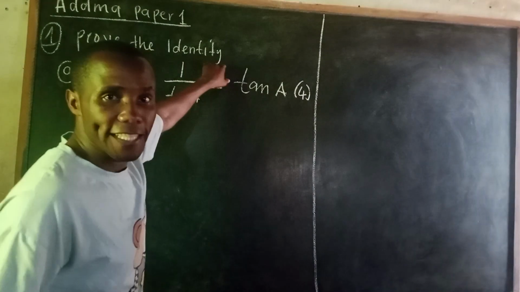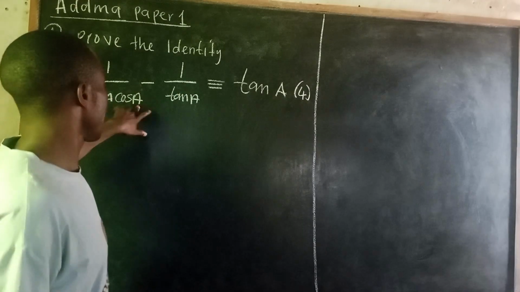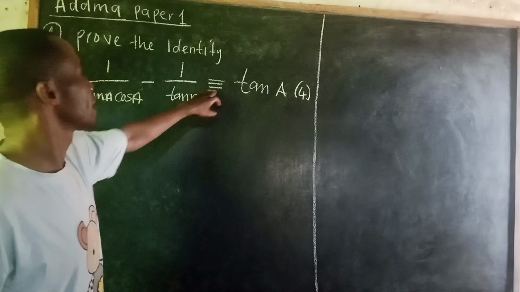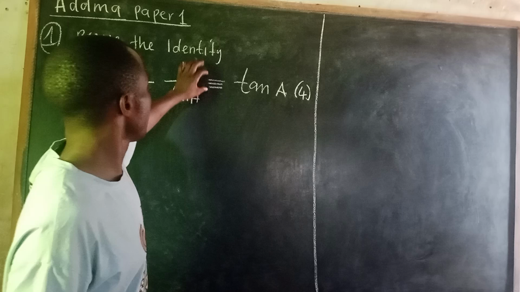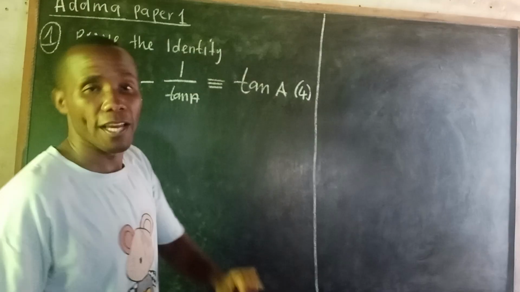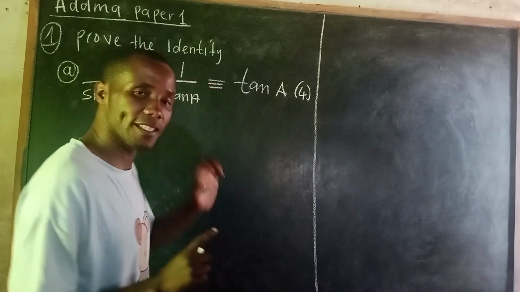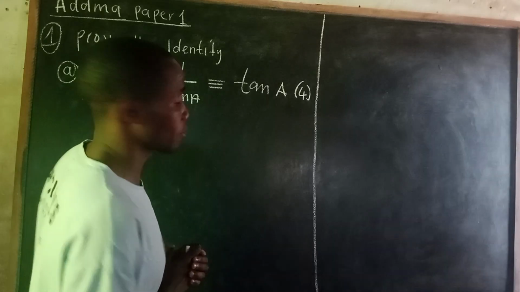Prove the identity 1 over sine A cos A minus 1 over tan A is equivalent to tan A. When you see the 3 lines there, it simply means equivalent. When we have 2 lines there, it means equals. So quickly let us see how we are going to answer this particular question.